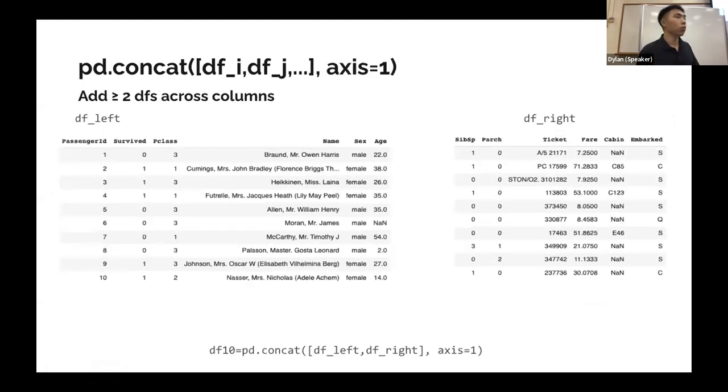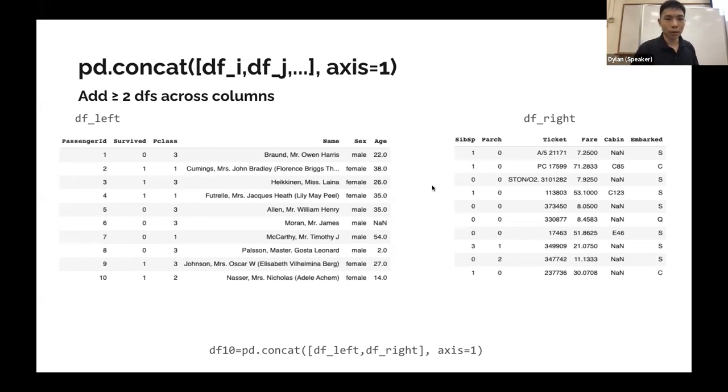Okay, so now we'll move on to axis equal to 1. What this means is we're now focusing on columns, and you extend the columns, concatenating based on the columns. You can see this time the column names are all very different. So what you do here with df left and df right, instead of merging vertically, it will merge horizontally, for axis equal to 1.